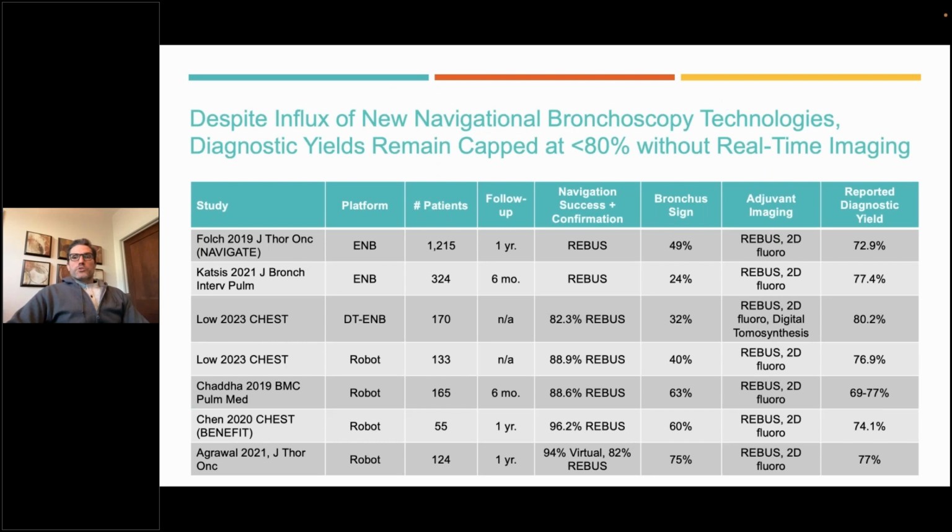And this is also shown in that, despite the influx of all sorts of new technologies, advanced ENBs, robotic bronchoscopies, still, in the published literature, we're really not able to crack an 80% diagnostic yield in bronchoscopy on all these platforms that rely on a preoperative CT and don't have the benefit of an intraoperative confirmational imaging strategy.